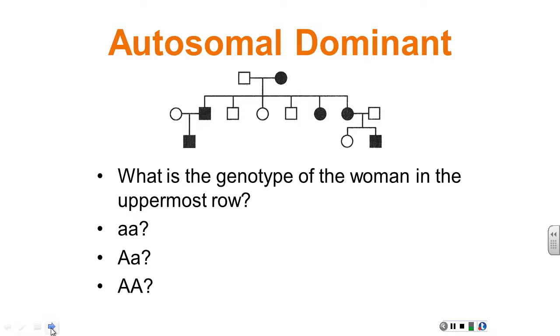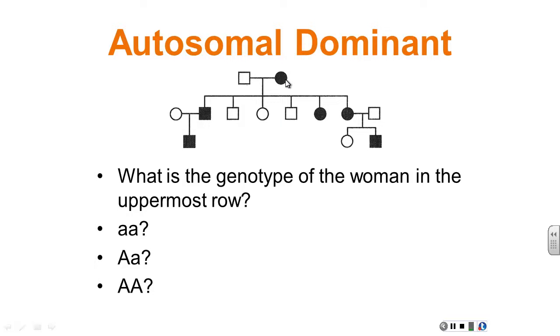Another way I could potentially ask a question is I could give you a pedigree, and one of the things you would need to do is look at that pedigree and say, okay, I see the disease in every generation, males and females equally. I can figure out that's an autosomal dominant disease. In all likelihood, that's an autosomal dominant disease. And then I could say something like this: what is the genotype of the woman in the uppermost row? Okay, I figured out that's autosomal dominant. Now he's asking about this woman.